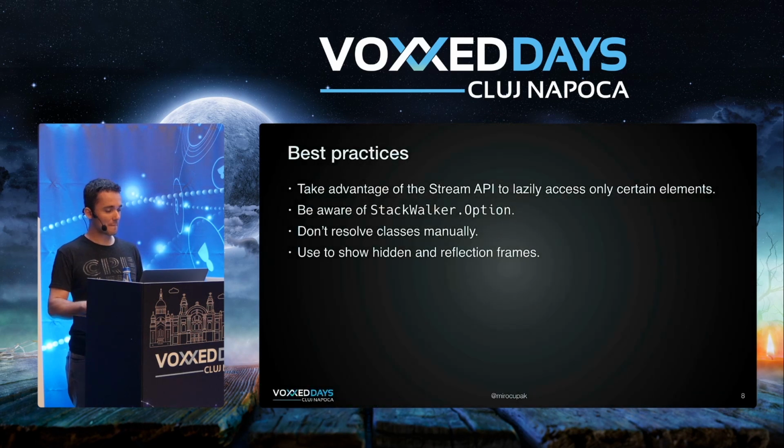So let's recap. What are some best practices that we've observed? With StackWalker, you can now take advantage of the Stream API to lazily access only certain elements of the stack. Be aware that there are configuration options available. We've seen the one that allows you to retain class references, so don't resolve classes manually by name. But there are other options as well. You can, for example, show hidden or reflection frames.